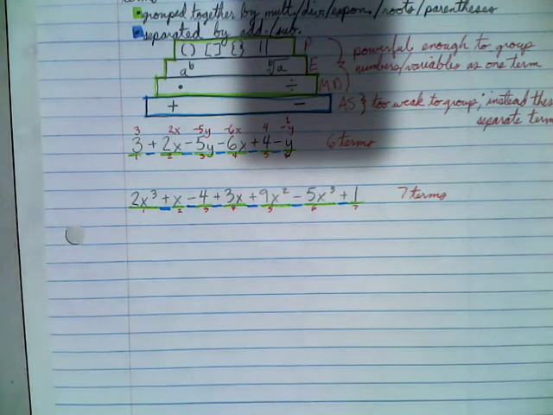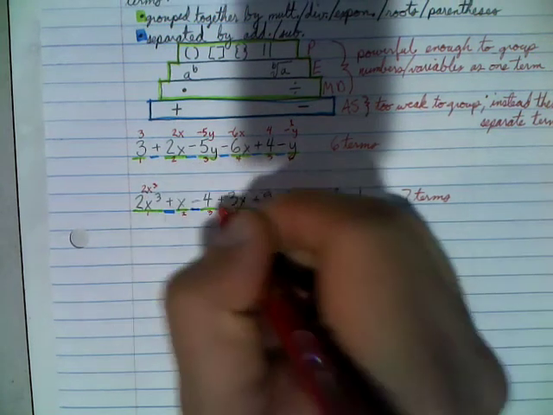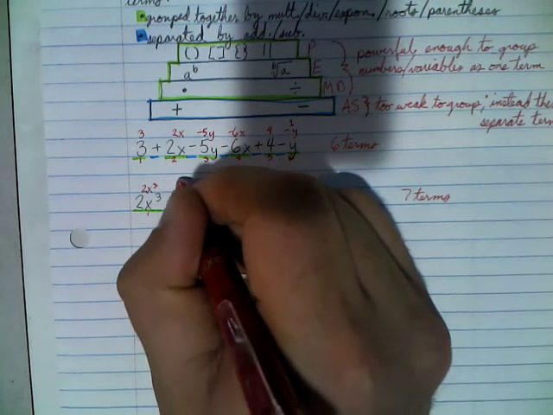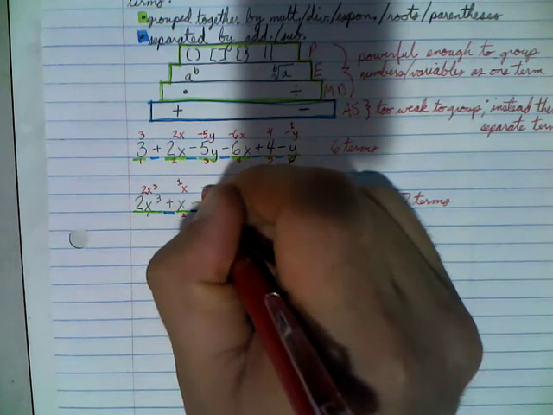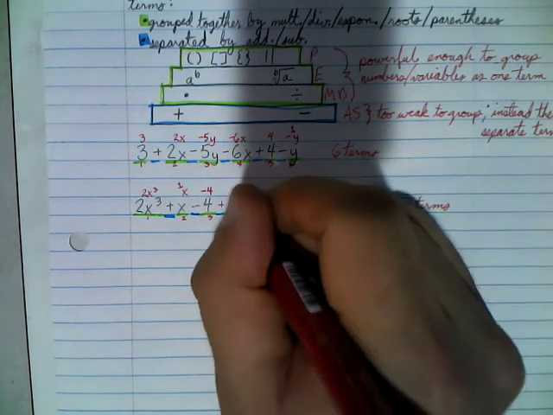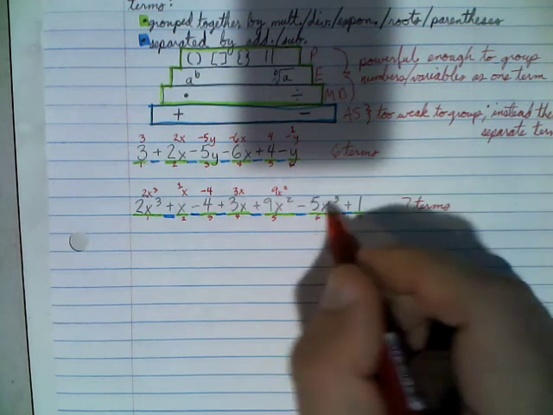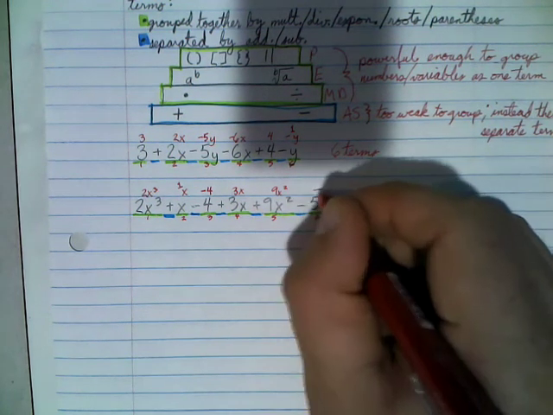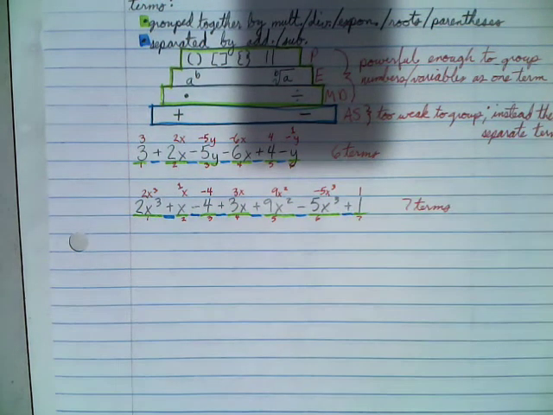And what are my terms? Well, this is a 2x cubed. This is an x, which really is a 1x. Then I have a negative 4. I hope you all caught that negative there. So since it's a minus 4, it's really a negative 4. I have a 3x, a 9x squared, a negative 5x cubed, and then, well, just a plain old 1.